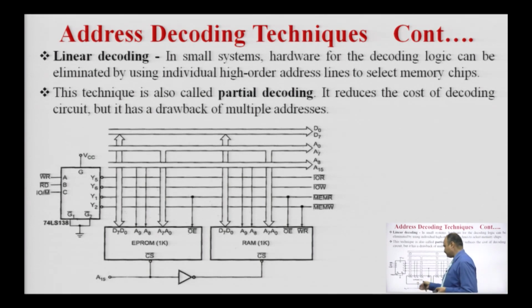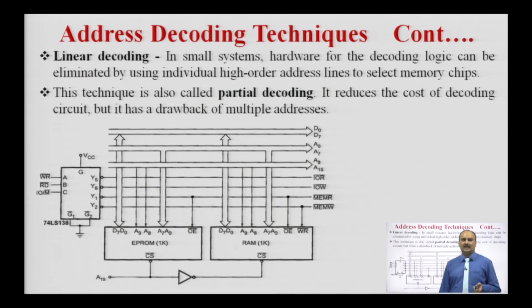So, only one address line, which is nothing but A15, is used. This is called linear decoding. This technique is also called partial decoding. It reduces the cost of decoding because fewer hardware components are required in the linear decoding technique.